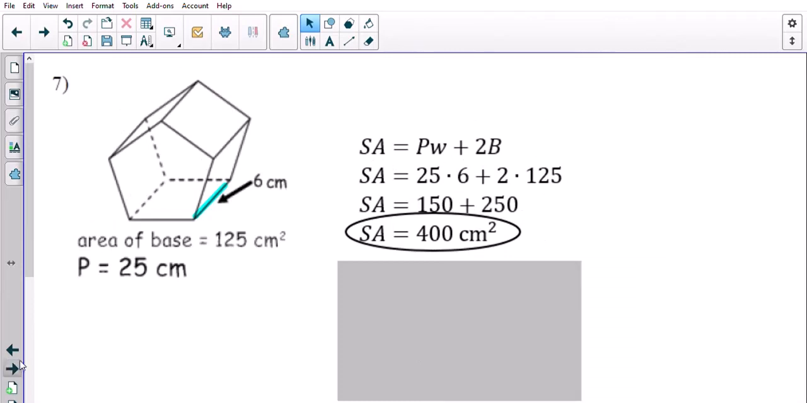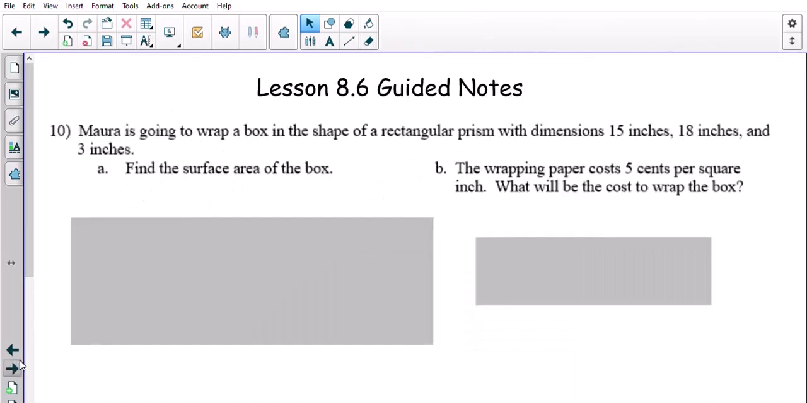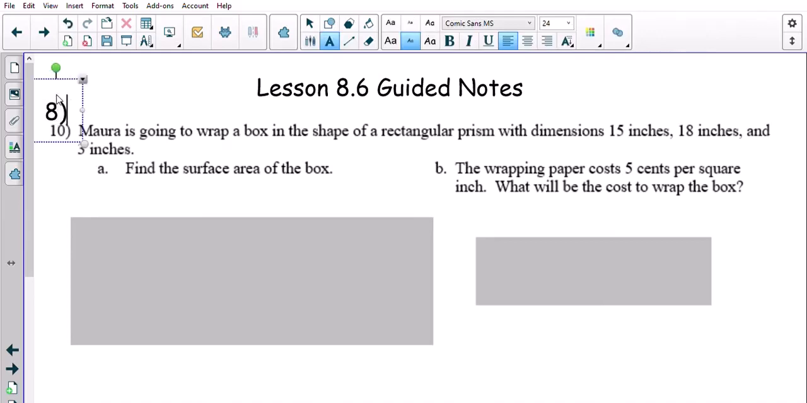All right, let's take a look at our 2 word problems. Number 10. Oh, sorry, this is number 8 in your guided notes. I don't know why it shows number 10 there. This is number 8. Go ahead and put an 8 above this. This must be something old from the guided notes that perhaps I changed at some point. So let me cross off the 10.